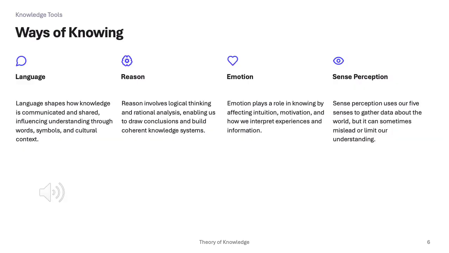To gather and process knowledge, we use specific tools, often referred to as ways of knowing. Language shapes how knowledge is communicated and shared through words, symbols, and cultural context. Reason involves logical thinking and rational analysis, enabling us to draw conclusions. Emotion plays a crucial role by affecting our intuition, motivation, and how we interpret experiences. Finally, sense perception uses our 5 senses to gather data about the world, though we must recognize that it can sometimes mislead or limit our understanding.